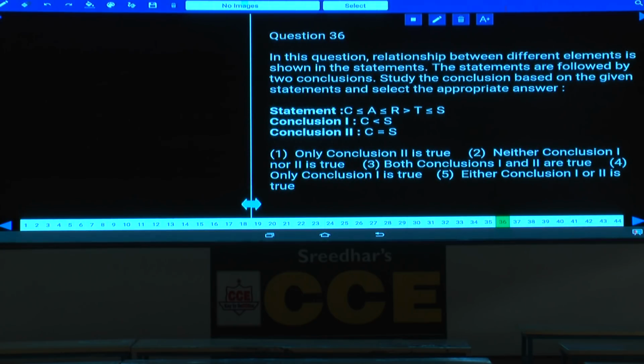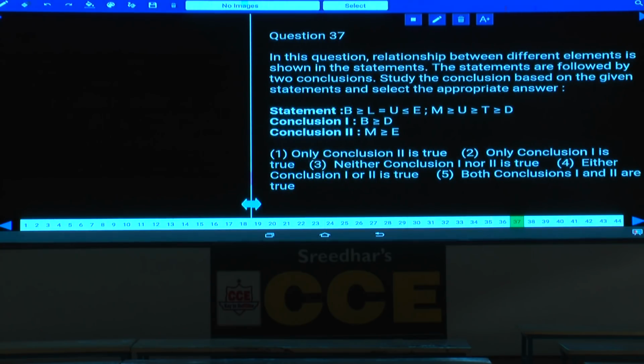Then question number 36. Now, in this one, the relation between C and S, C is here and S is here. Between these two, there is 1 lesser than, 1 greater than, 2 opposite symbols. Hence, no relation can be drawn. Hence, what is your answer here? Neither conclusion 1 nor conclusion 2, that is choice 2. 36. Then 37.